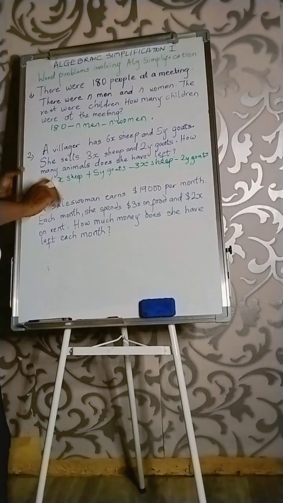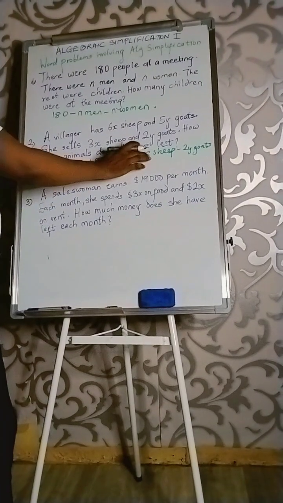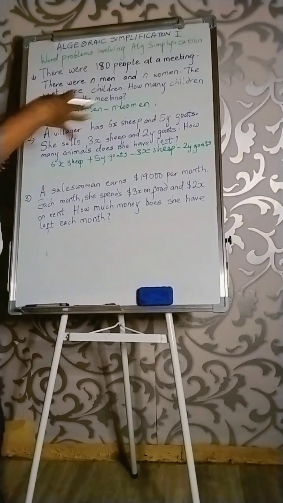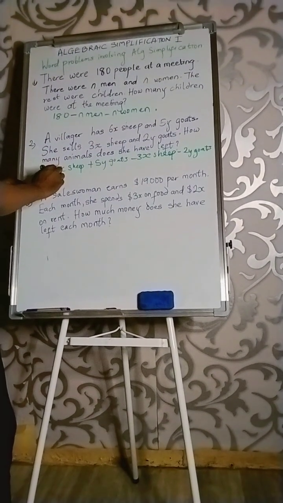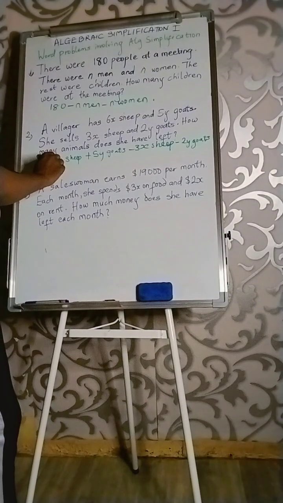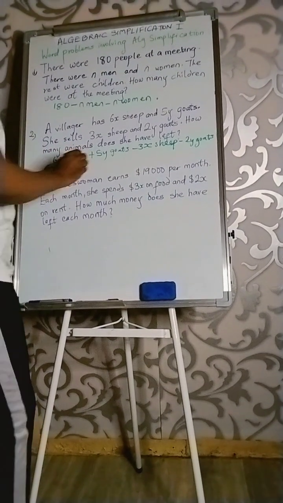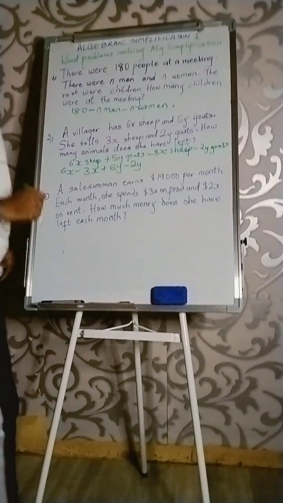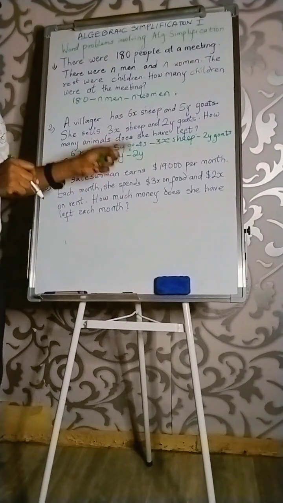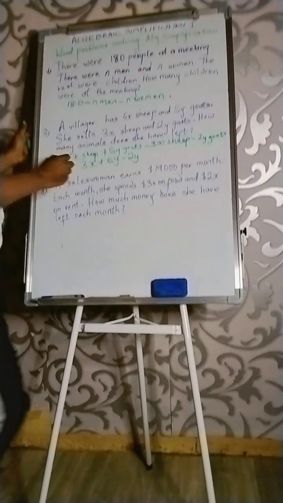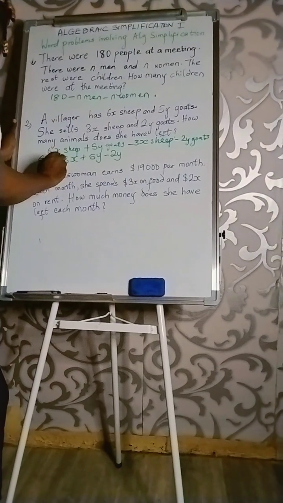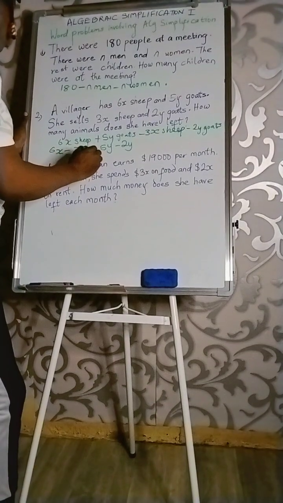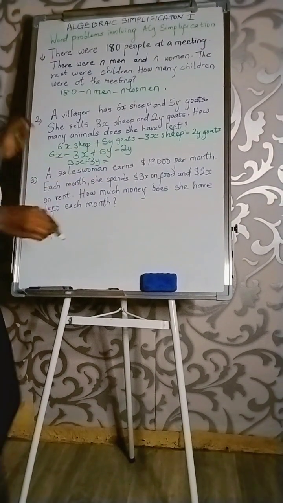So how do you do this? Bring out the 3x and the 5y, collecting like terms. 6x minus 3x plus 5y minus 2y. 6x minus 3x plus 5y minus 2y. 6x minus 3x is 3x. 5y minus 2y is 3y. So 3x plus 3y.